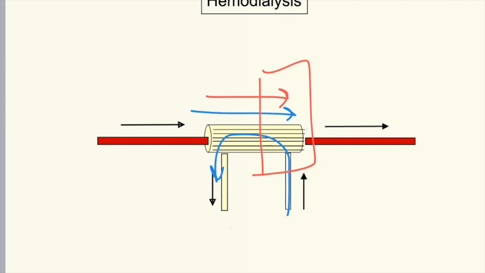Ultrafiltration can also be employed by adding negative pressure to the airtight dialysis cartridge and pulling plasma through the capillary pores to reduce the patient's extracellular volume. Hemodialysis is typically performed in sessions lasting 2 to 4 hours.